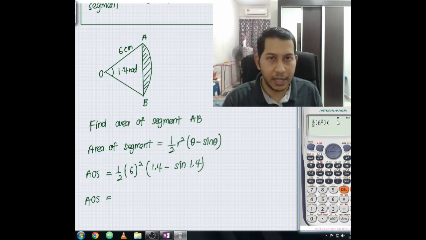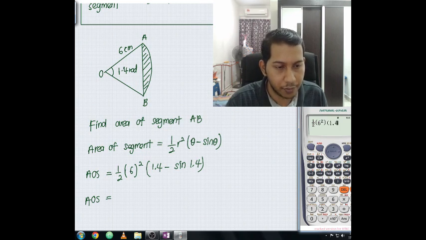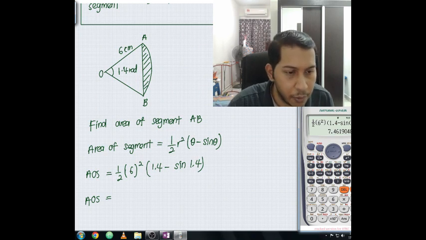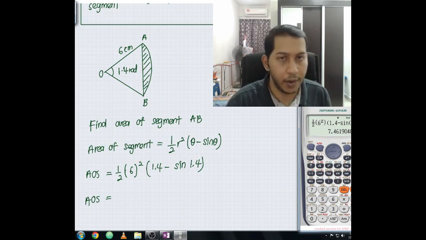If it is in the degree form, make sure you convert into the radian form. So this is the important thing I would like to tell to the student. Let me continue the calculation. So from here 1.4 minus sine 1.4, close bracket, close bracket. So from here you get your area of sector is equals to 7.46190486.